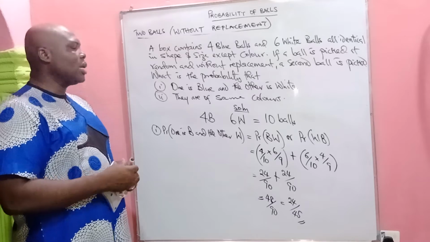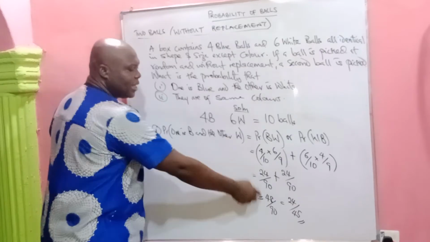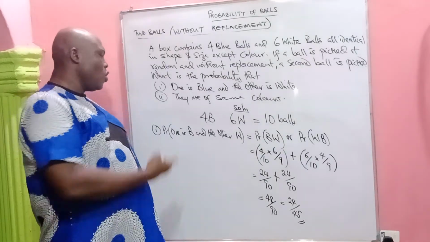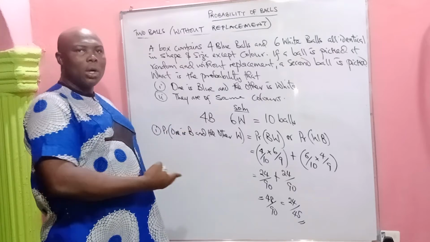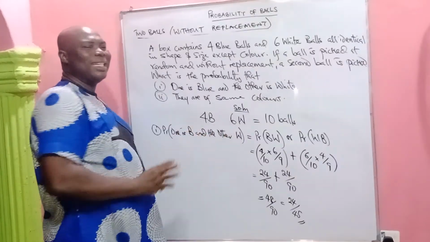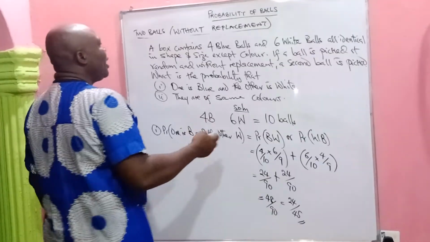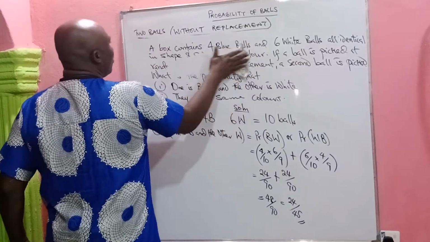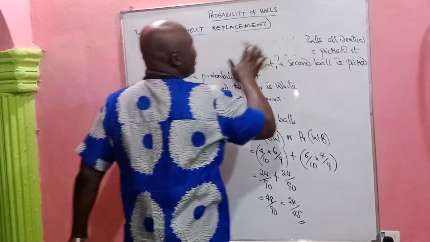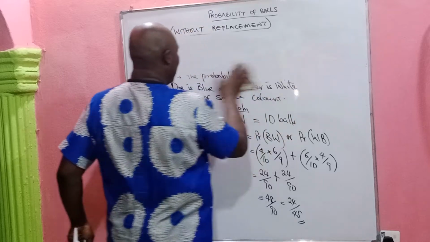I think that's the one I have to show you, because what we just did here means they are of different colors. One is blue and the other white, meaning that they are of different colors. All right, so let's try of same colors. Assuming we are picking them of same colors.